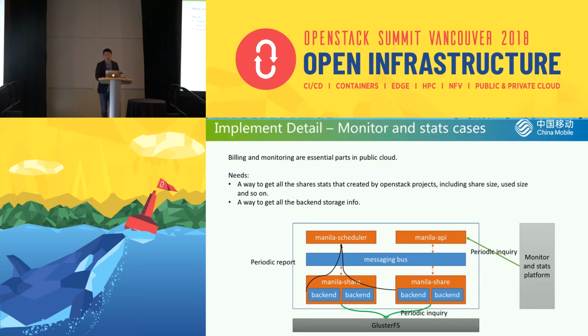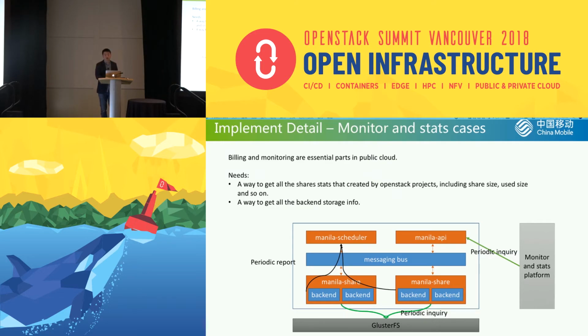But the issue is, the backend does not maintain the mappings between shares and projects. So if we get the monitored data directly from the backend, there is no way. So we must do this in Manila. Manila only maintains the backend storage information in memory, which is reported by the Manila share to the Manila scheduler, and there are no APIs for the clients to get it.